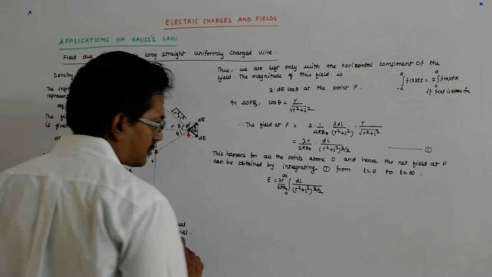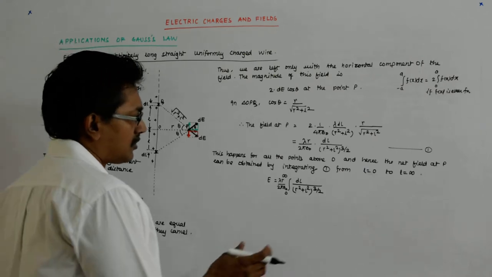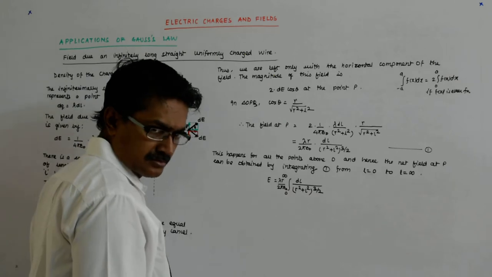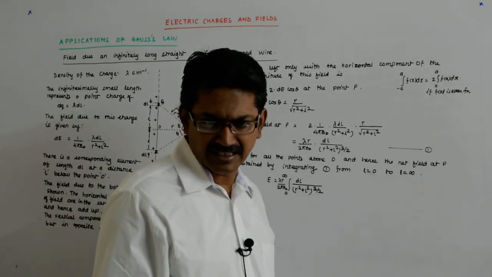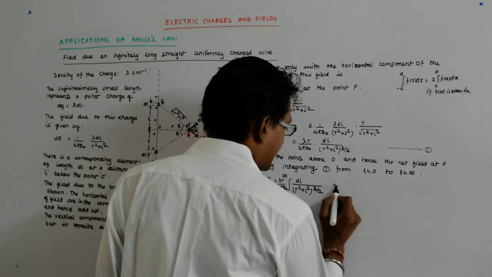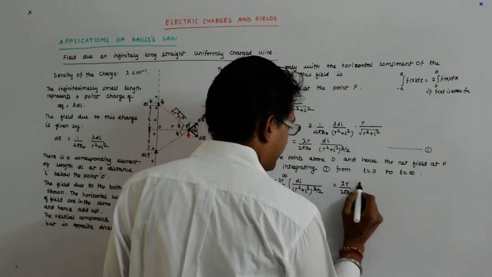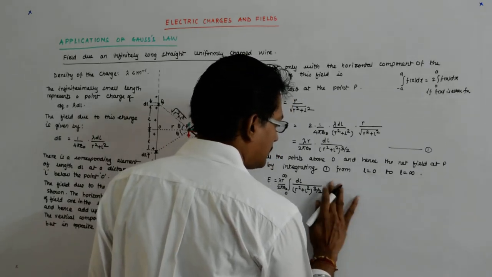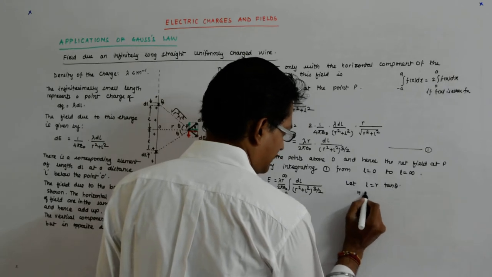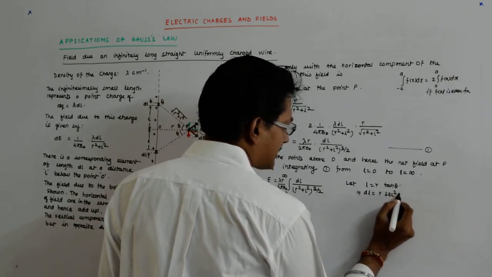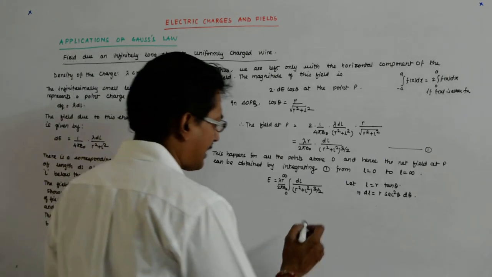Now, there are techniques of solving this, and the best of them is to substitute l equal to r tan theta. That makes the root term vanish. So I write this as lambda r upon 2 pi epsilon naught. Let l equal r tan theta. It implies that dl equals r sec square theta d theta. I am also changing the limits.